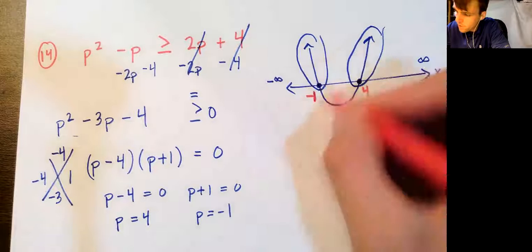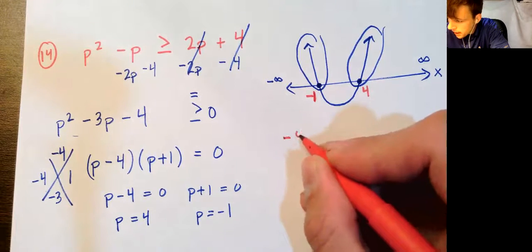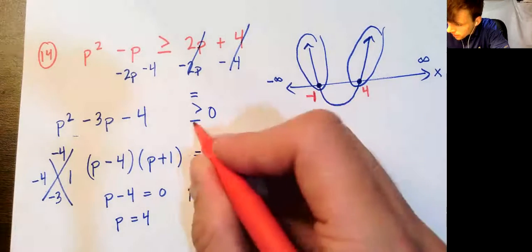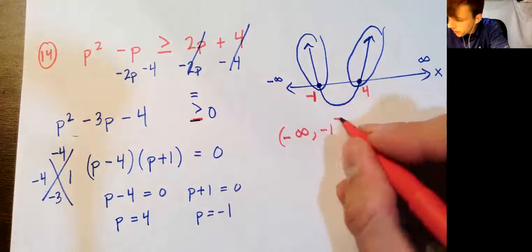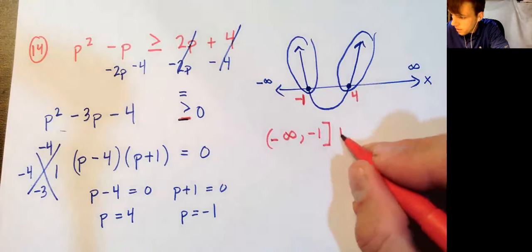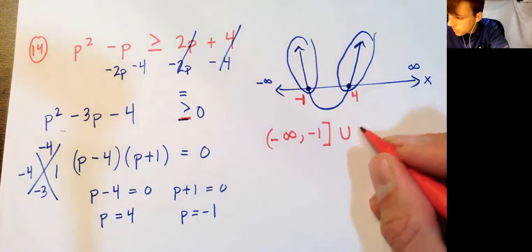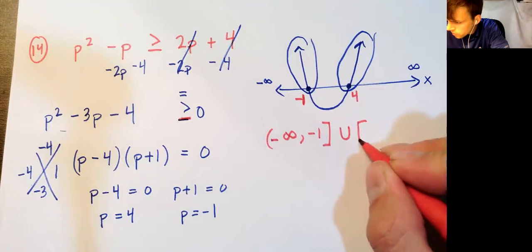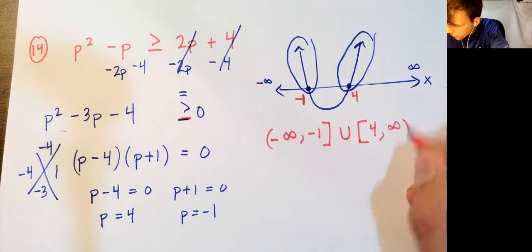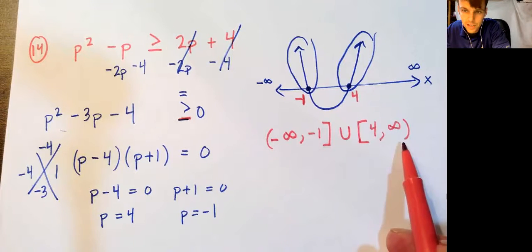So our first interval, we could write it in interval notation, would be from negative infinity all the way up to negative 1. And in this case, because of the or equal to, we are including negative 1. And then our other interval, this is the union, we'd include this other set as part of our solution. We start at 4, and we go all the way up to infinity. We always use open parentheses for infinity.